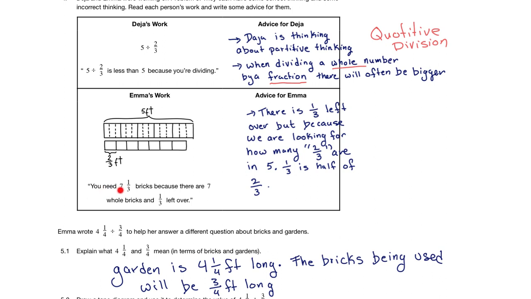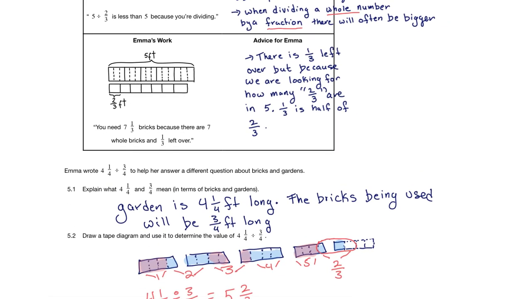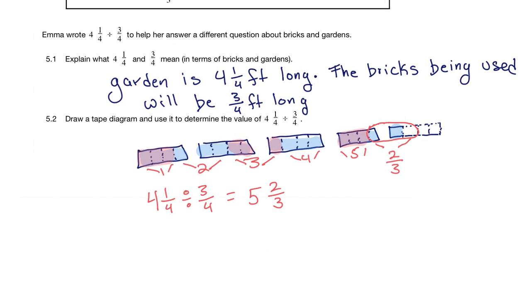She says you need 7 1/3 bricks because there are 7 whole bricks and 1/3 left over. And that's not true because there is 1/3 left over, but because we are looking for how many 2/3 are in 5, because the bricks are going to be 2/3, we know that 1/3 is going to be half of the 2/3. So that's the advice that we should have been giving there. Now let's go down to the next section here. Emma wrote 4 1/4 divided by 3/4.